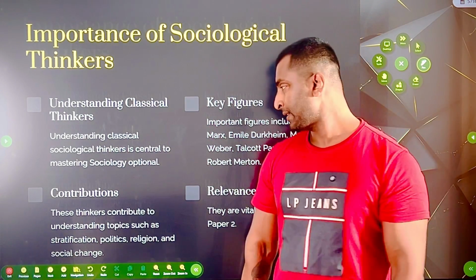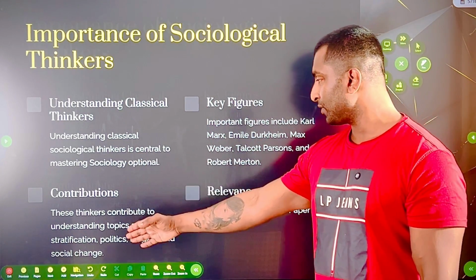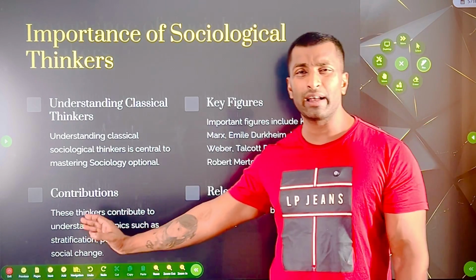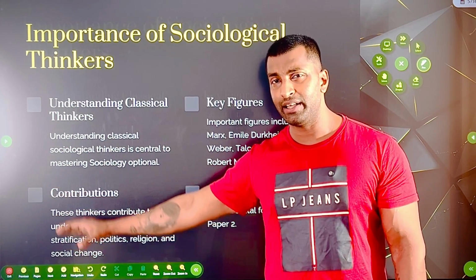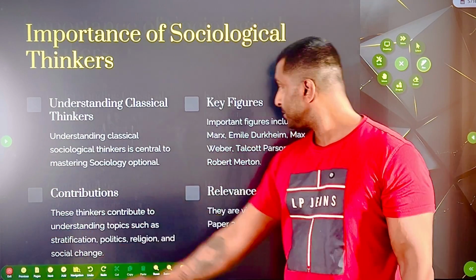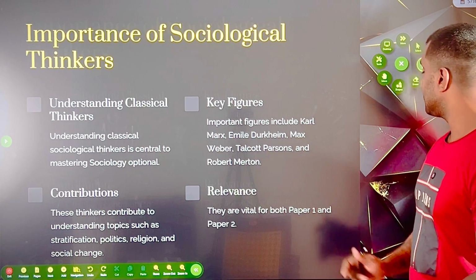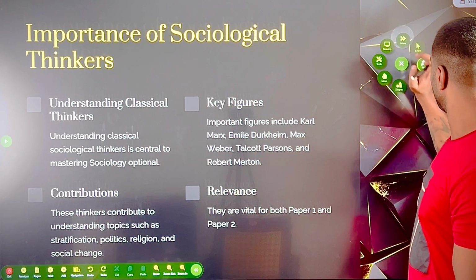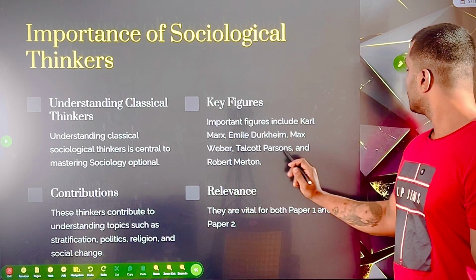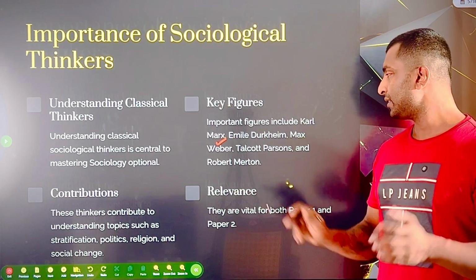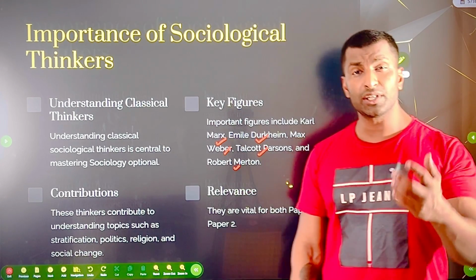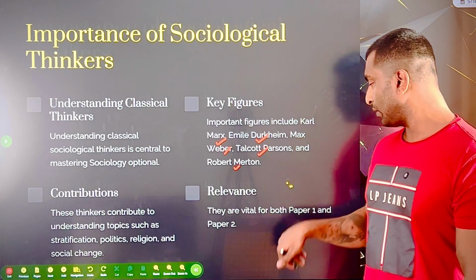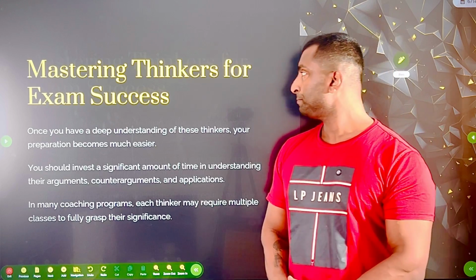It's a social science. Okay, then we discuss the contribution of thinkers. We will be looking at topics like stratification, politics, religion, social changes. These are the topics that you'll be seeing in your syllabus. Key figures. See, these are the key thinkers that we need to look at. So we will be looking at Karl Marx, very important thinker, Emile Durkheim, and Max Weber, Talcott Parsons, Robert Merton, George Herbert Mead also is there. Okay. We'll look at the relevance and how these are applied in your paper 2 to study the Indian system.